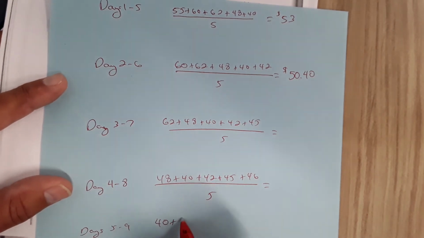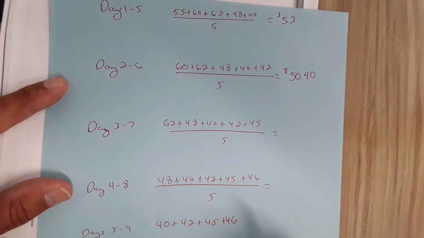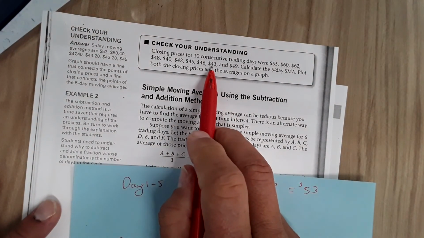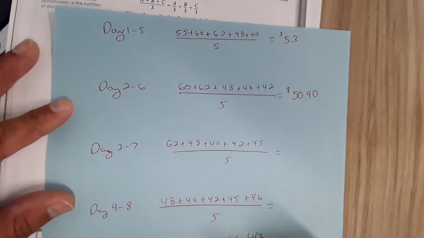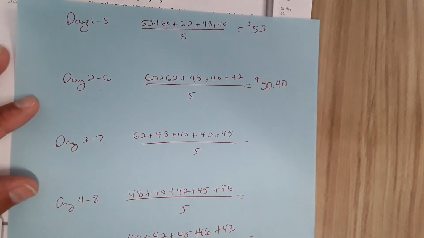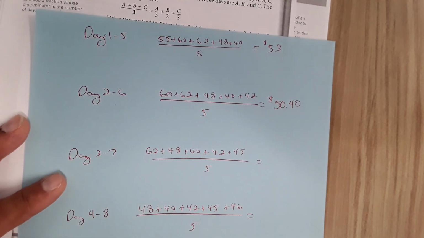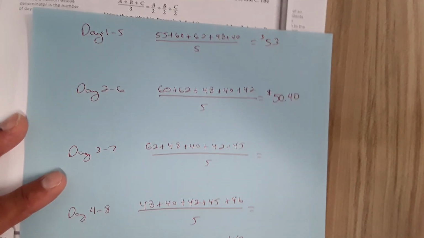So this would be 40, 42, 45, and 46, and the next day would be 43, divided by 5. Do those calculations and you can get those numbers. And then you'd have one more to do, days 6 through 10. So moving averages, fairly easy assignment. Good luck.